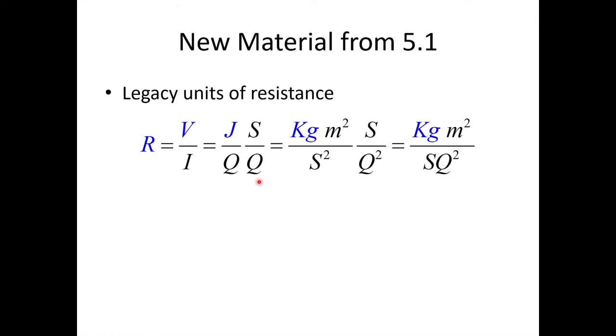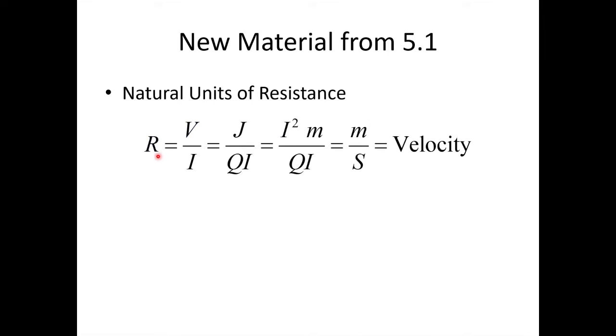Now take your seconds per coulomb squared, move them over, and let's expand J into its values. The joule is kilogram meter squared per second squared. Now we resolve and cancel all the things, and we end up with the units of resistance being kilogram meter per second per coulomb squared. Basically a meaningless mumbo-jumbo of units that tells us absolutely nothing about what's going on. It's completely arbitrary, useless, worthless.